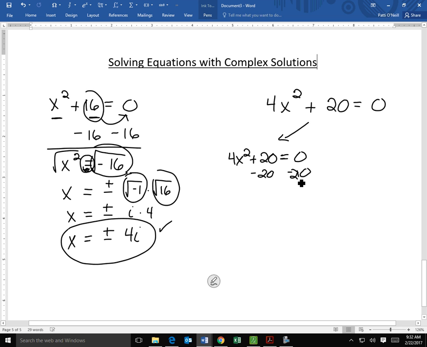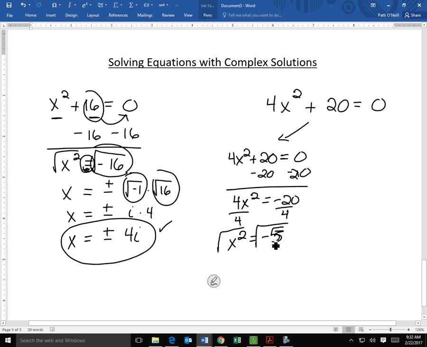The smartboard is not cooperating. So I have 4x squared equals negative 20. Now we're trying to solve for x, but there's a 4 in front of the variable piece here. I'm going to divide both sides by 4. X squared is equal to negative 5. And at this point, I'm going to look over to my other problem, and at this point I took the square root of both sides.